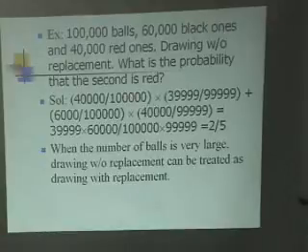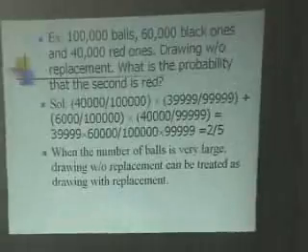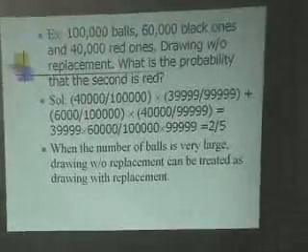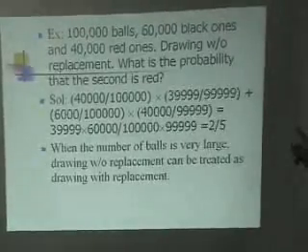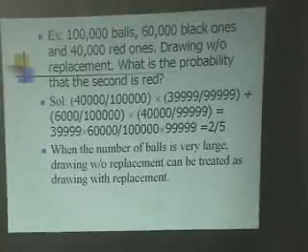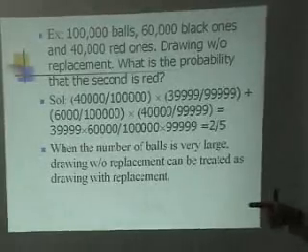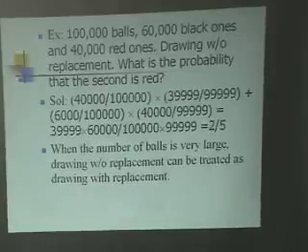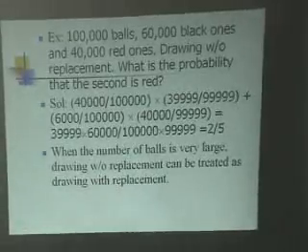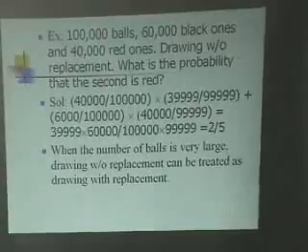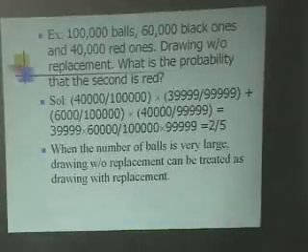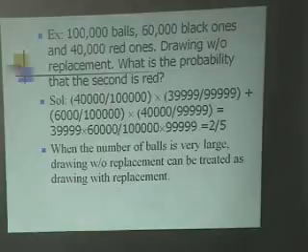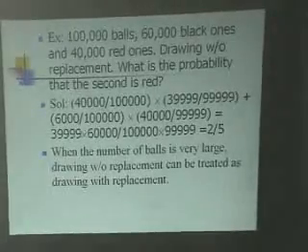So drawing without replacement, what does that mean? Let us say we have a total of 100,000. What's the probability I'm going to get a red one? Let us stick to red. What's the probability the first one is red? Mr. Zheng, what's the probability the first one is red? 40,000 divided by 100,000, right?